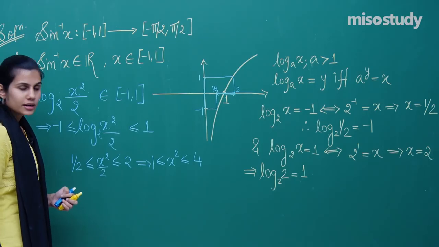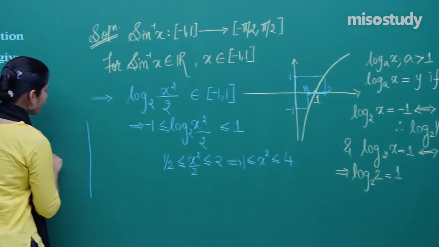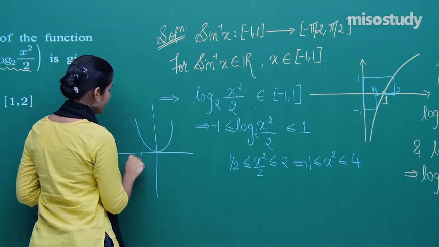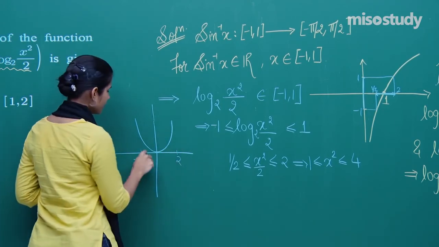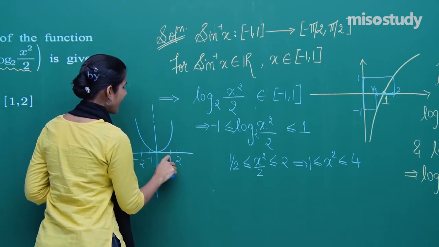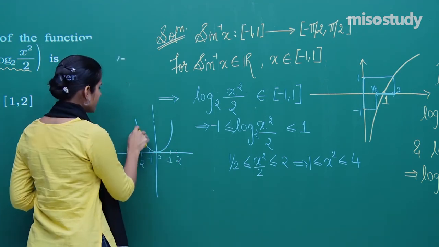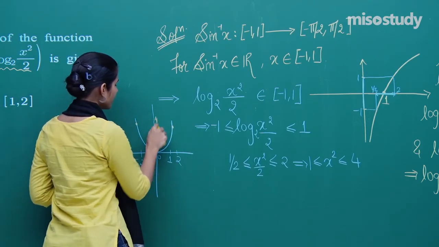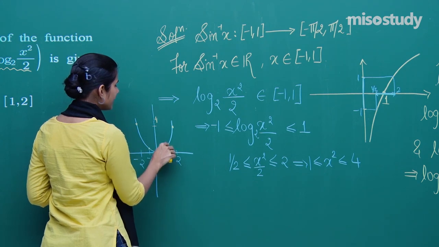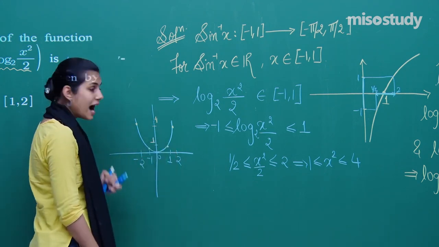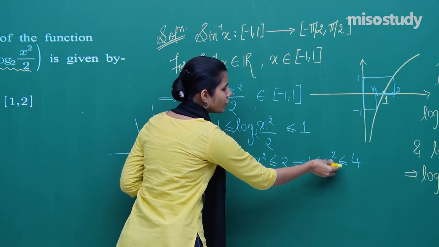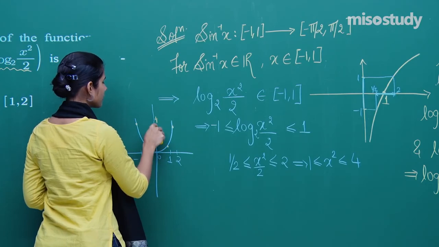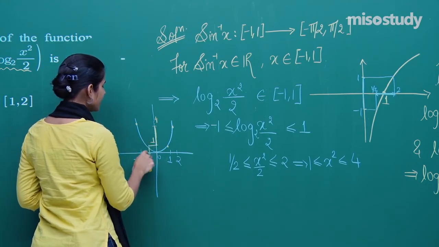which implies 1 is less than or equal to x square, which is less than or equal to 4. Now if I make you understand the graph of x square between minus 2 and 2, at minus 2 it obtains the value 4, at 2 also it obtains the value 4, and at minus 1 and at 1 it obtains the value 1. I want those x's for which x square is between 1 and 4.